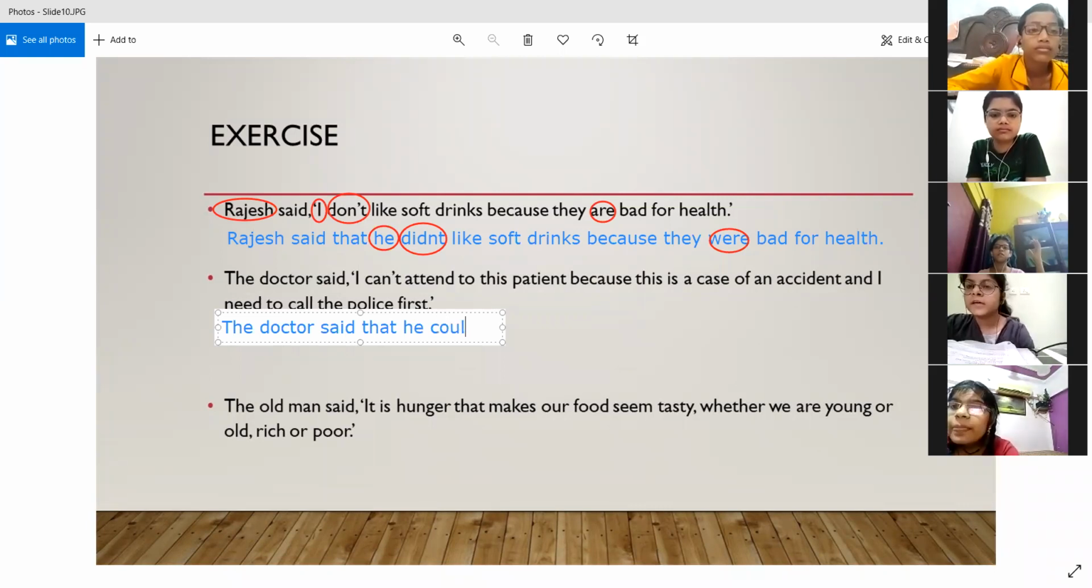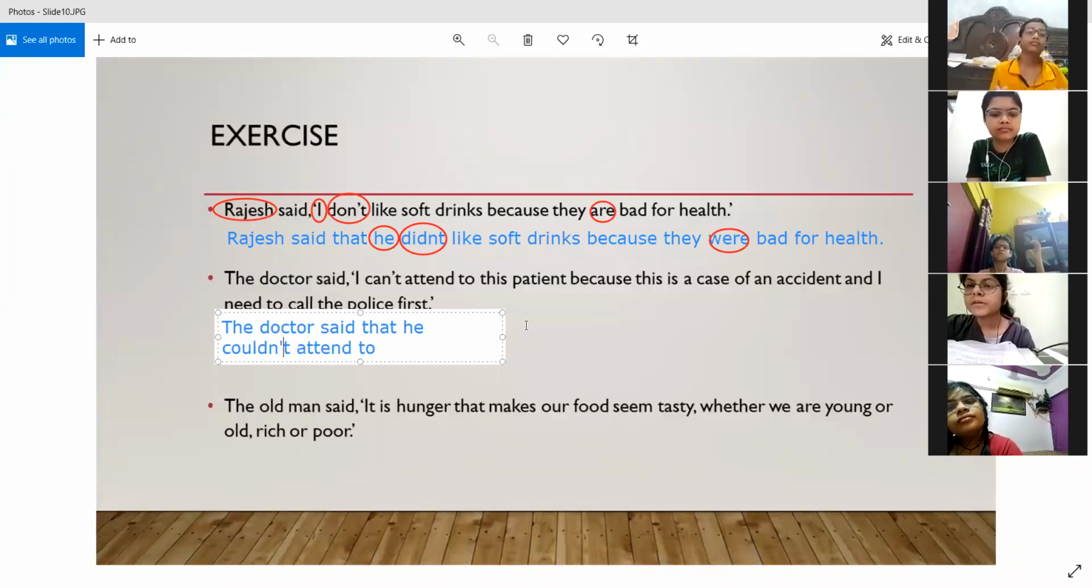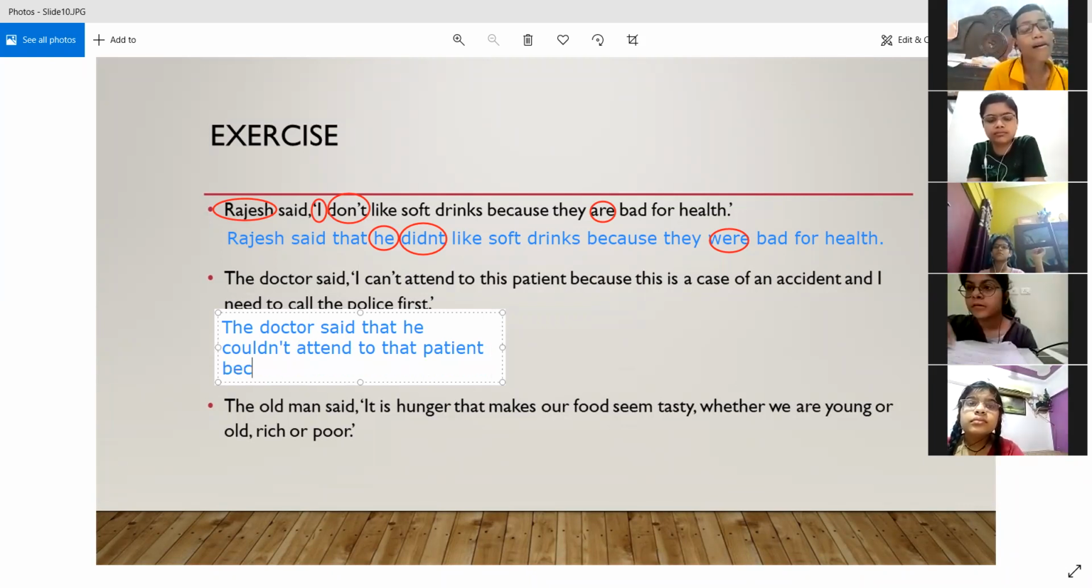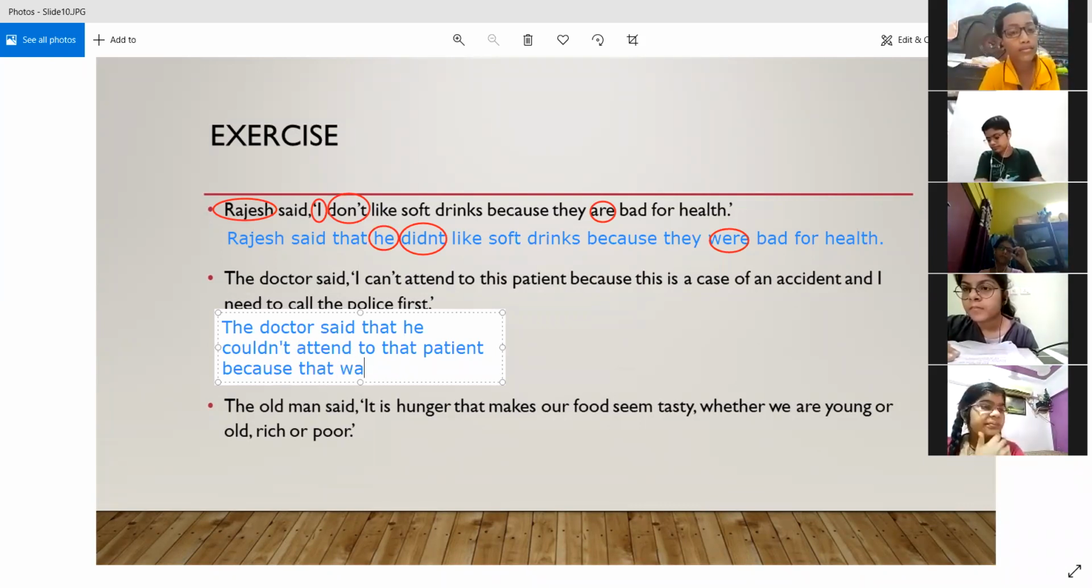Couldn't attend to that patient. See, not this, that patient. Where is this written, tell me. So what should be there? He couldn't attend to that patient. After that, because that was a case. Yes, see over here also this is written, so this is also going to change into that. Because this now is present, which is going to change into was.